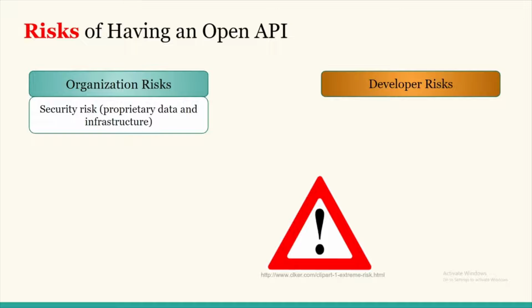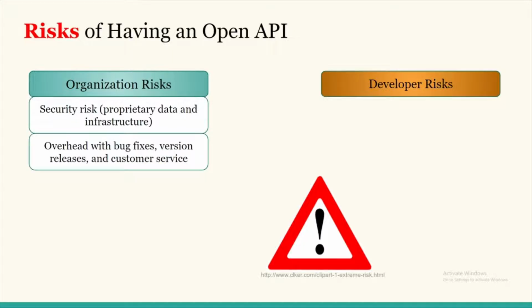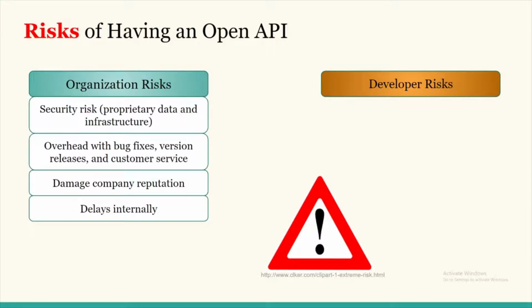Along with developing security, there is also overhead associated with maintaining an open API. The cost and time required to address things like bug fixes, version releases, and customer service need to be taken into consideration as well. If not, poor API management could damage a company's reputation and cause its users to lose confidence in their software capabilities. And finally, an open API does require communication with main internal servers, so depending on the number of users and pre-existing traffic on those servers, internal system delays could arise, affecting a company's operations.